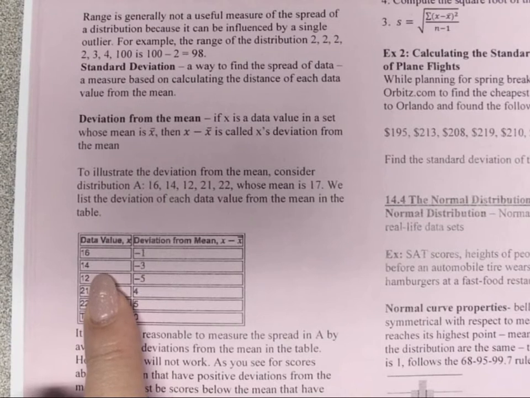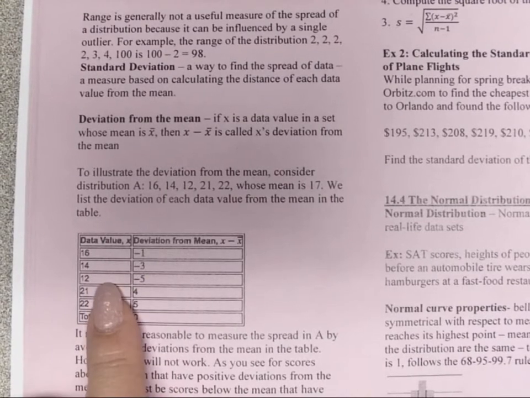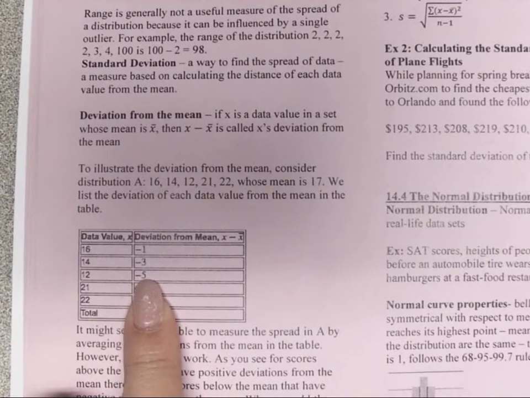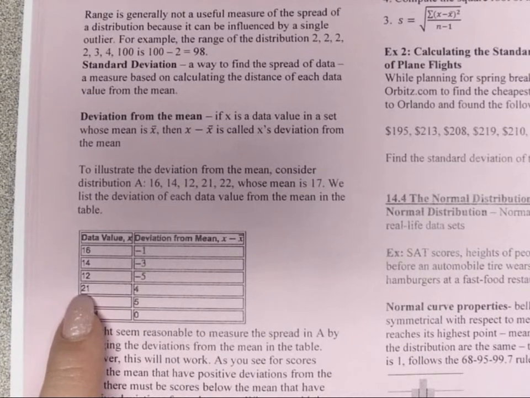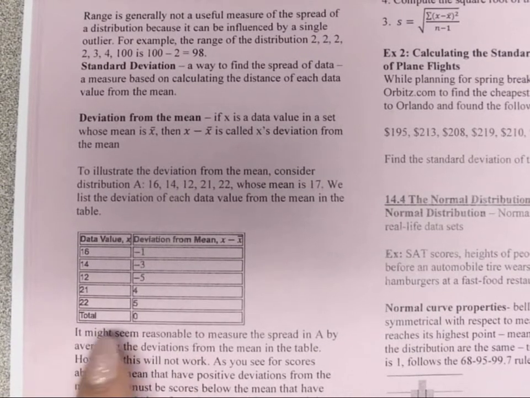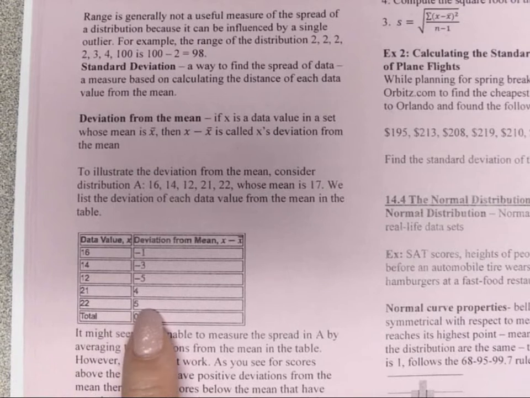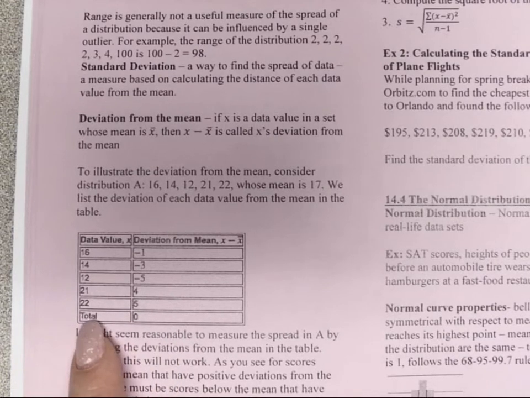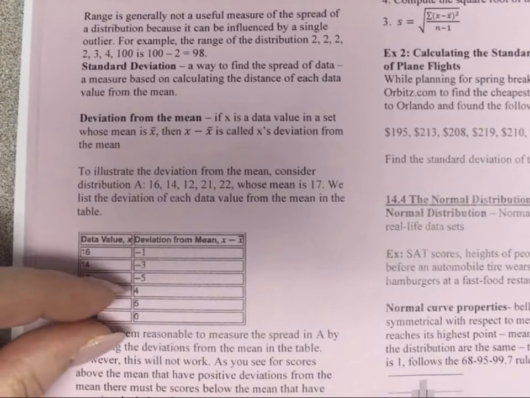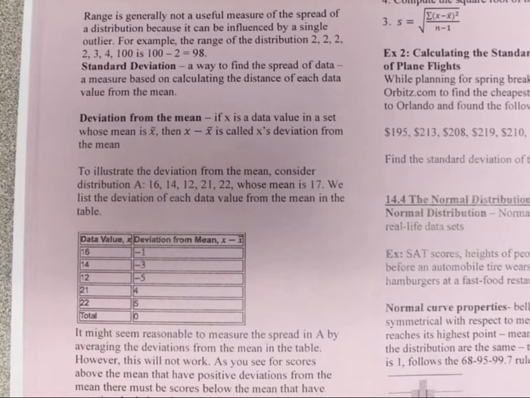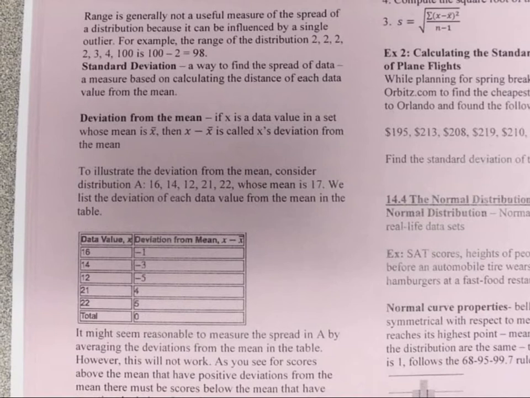14 minus 17 would get negative 3. 12 minus 17 would get negative 5. 21 minus 17 would be a positive 4. 22 minus 17 would be a positive 5. And then the total will be 0 because they should have a balance of distribution from the mean.